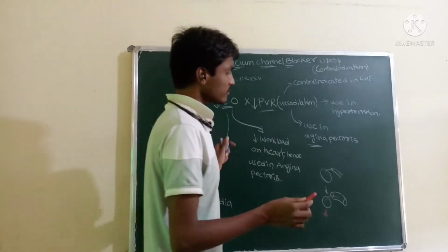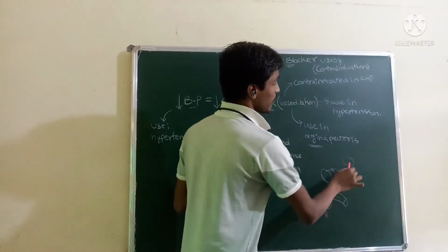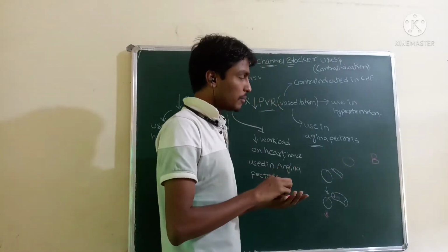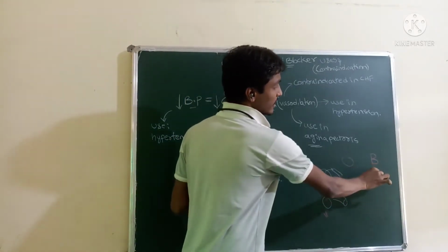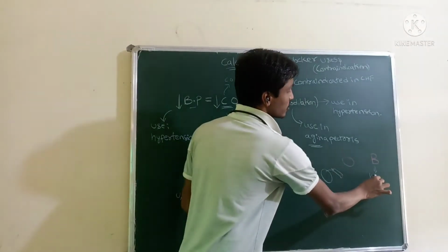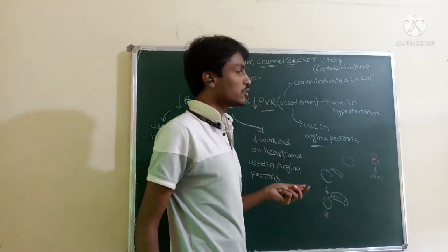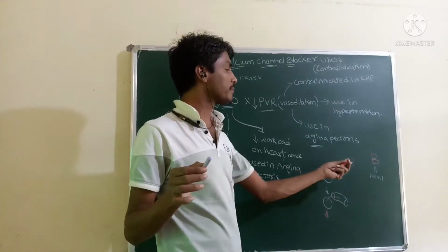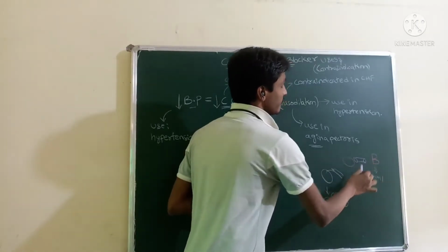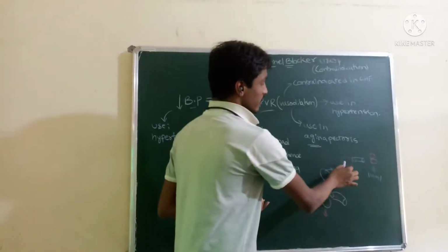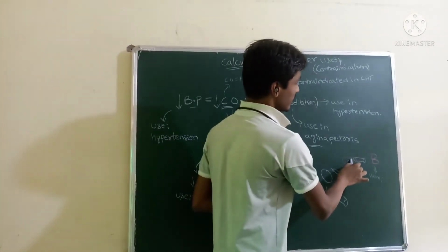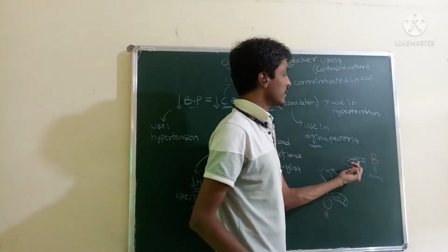See, this is the heart. This is the body part. This body part needs to get 100 ml of blood. So proper blood pressure should be maintained within the blood vessel. Whenever the heart contracts, the blood passes into the blood vessel, then it reaches the body part.